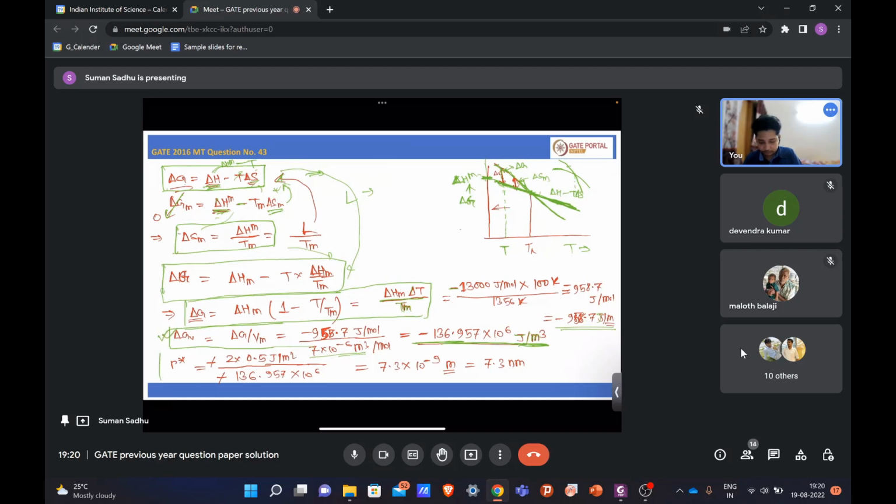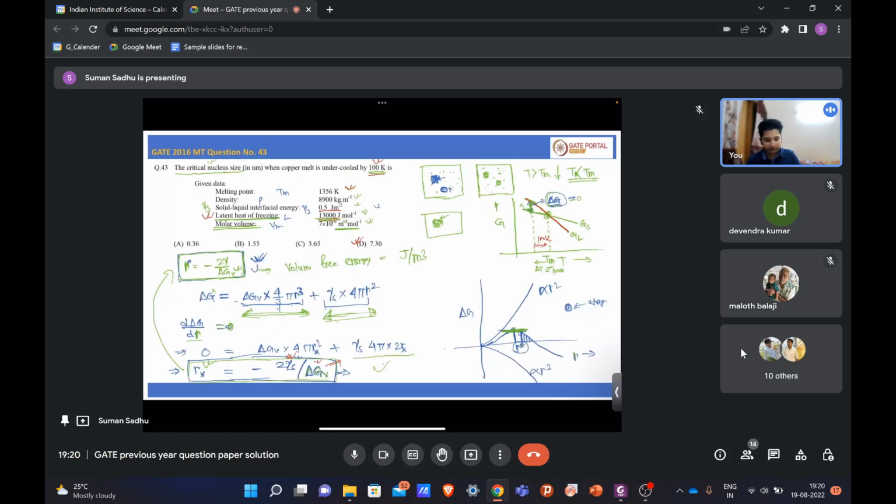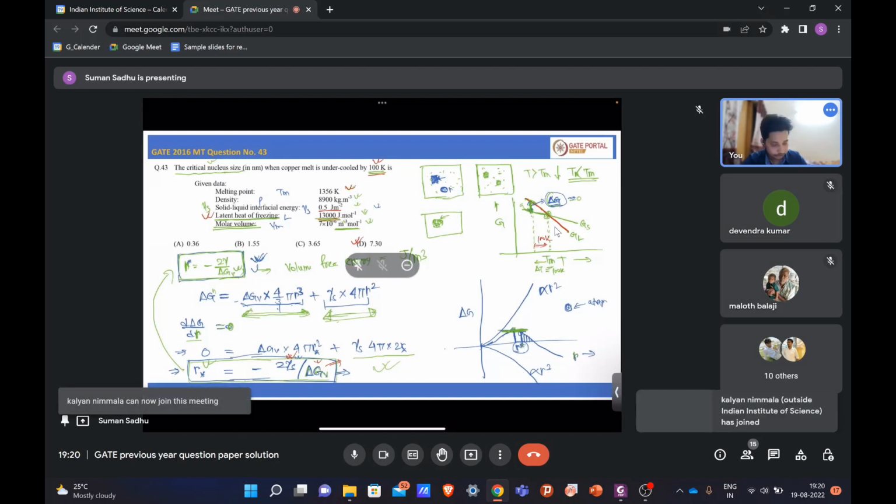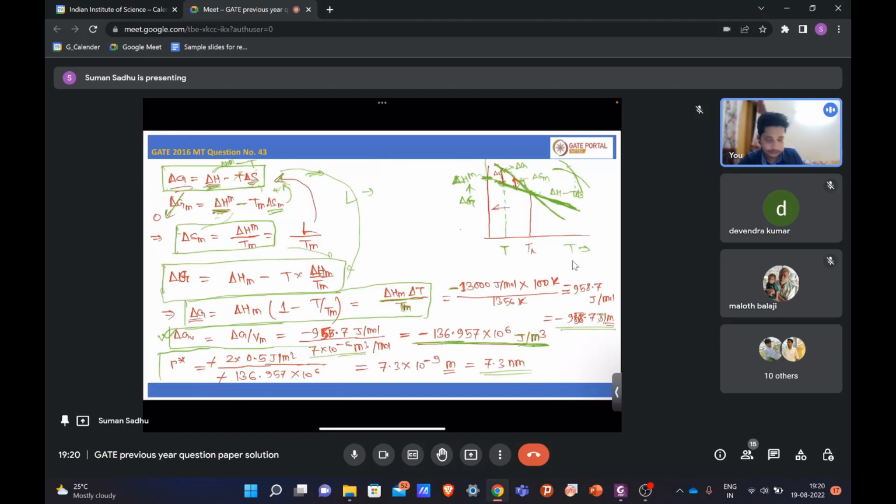Now it is easy to find R star, right? Because you know the formula and you already derived how it comes. So R star is minus 2 gamma s divided by delta GV. The minus and minus will cancel out, because delta GV is negative. So now we will find that R star comes to 7.3 into 10 to the power minus 9 meter. So the correct answer will be 7.3 nanometer.